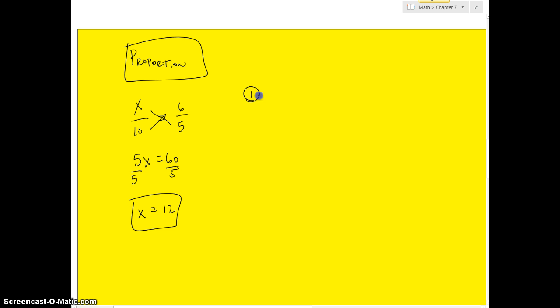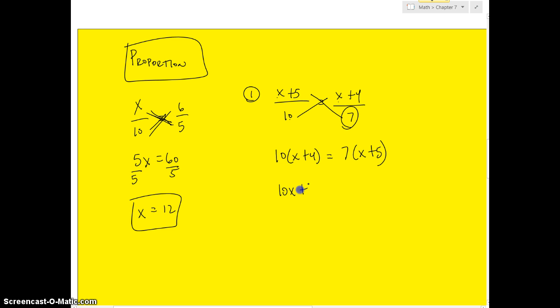Well, the first example I want to show you is if we had something like this. x plus 5 over 10 equals x plus 4 over 7. We're going to use the same principle by cross multiplying, and we're going to say 10 times x plus 4 equals 7 times x plus 5. Again, we're cross multiplying, but we're going to have to distribute because the 7 is being multiplied by the x and the 5, and the 10 is being multiplied by the x and the 4. So here we'll say 10x plus 40 because we distribute.